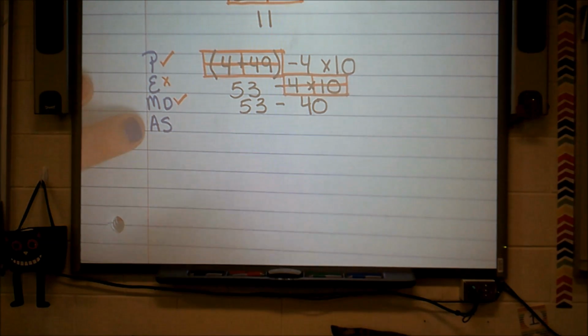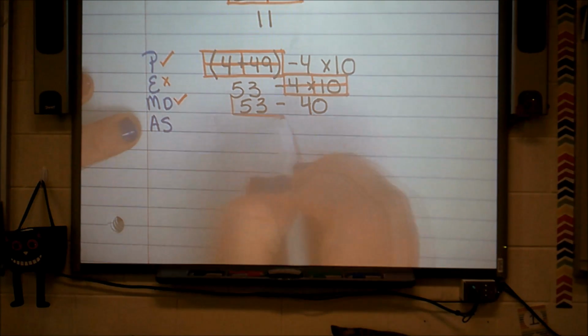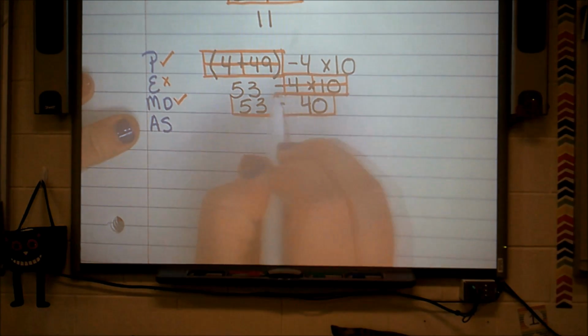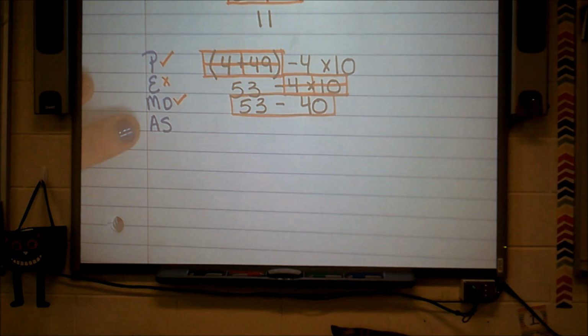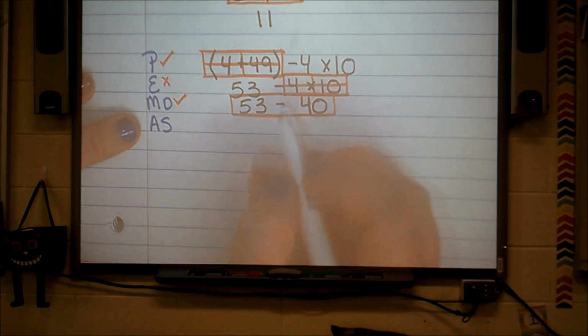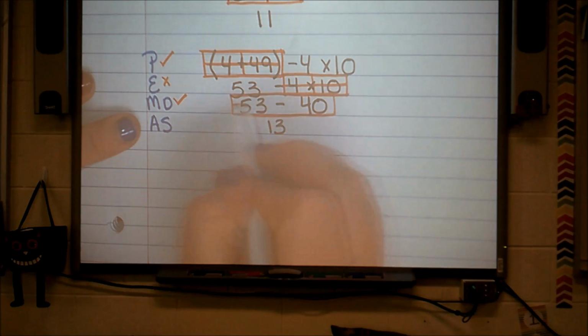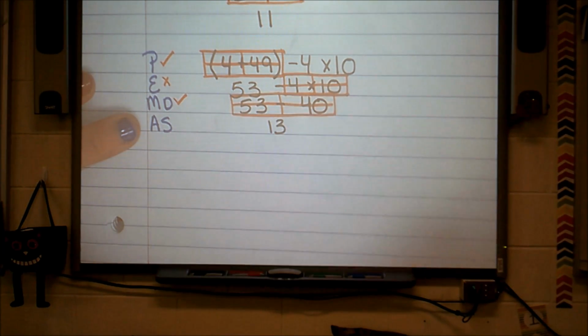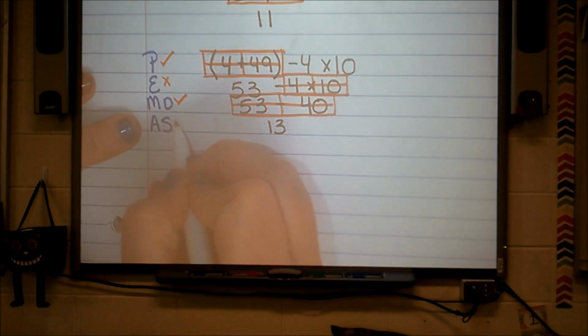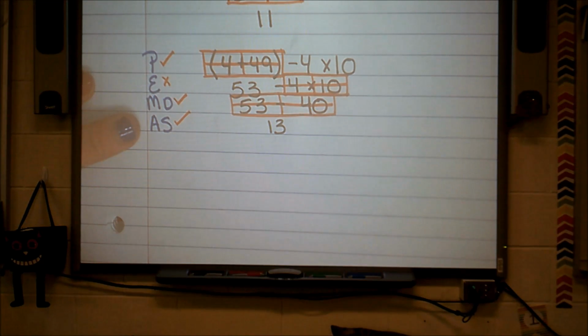Addition and subtraction. Put it in the box. Solve what's in the box. 53 minus 40 is 13. Nothing else that is not in that box, so I wrap everything up, send it off to Santa Claus, check it off my list. So the answer to my problem is 13.